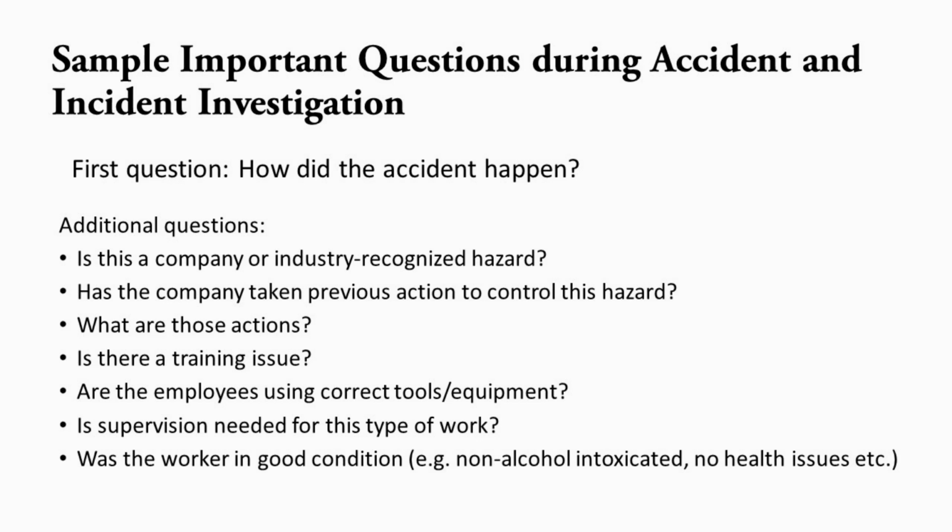Here are some important questions during accident and incident investigation. First question would be, how does the accident happen? Some more important questions include, is this a company or industry recognized hazard? Has the company taken previous action to control this hazard? What are those actions? Is there a training issue?